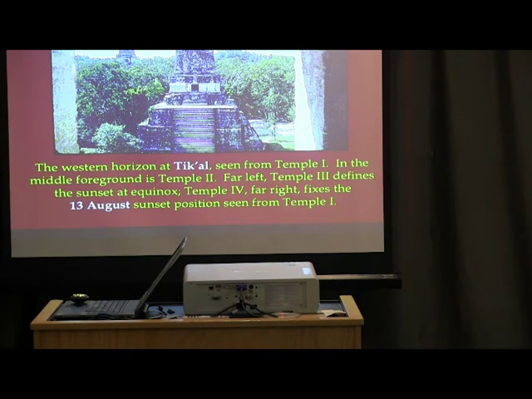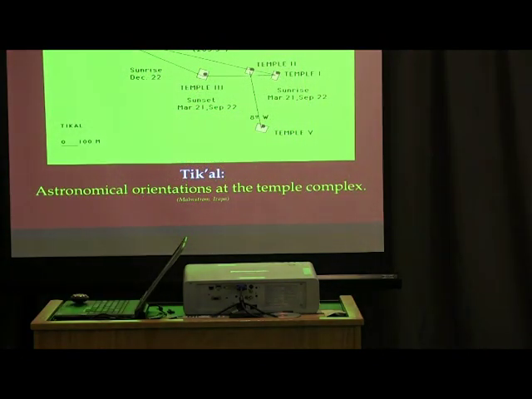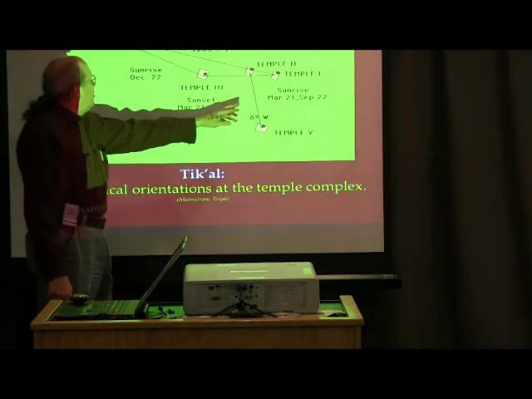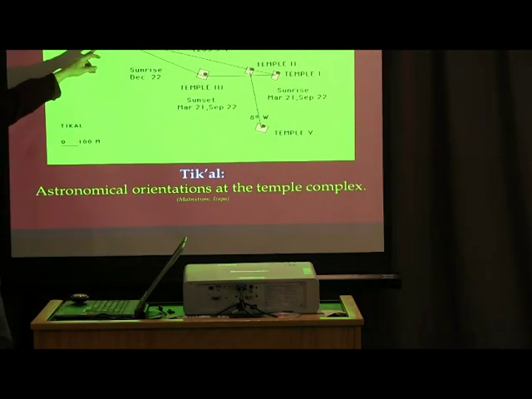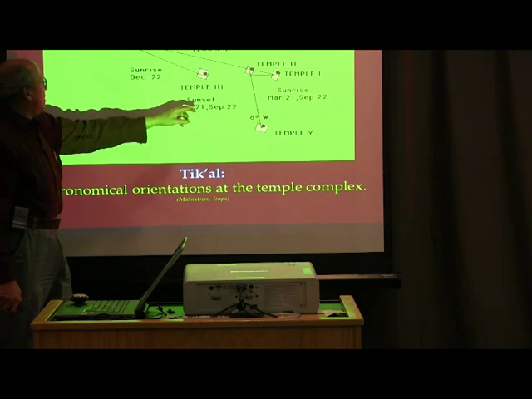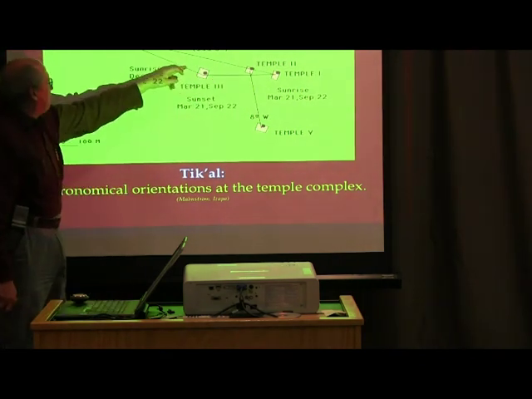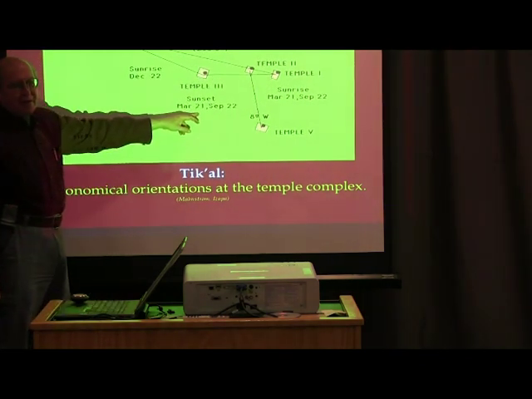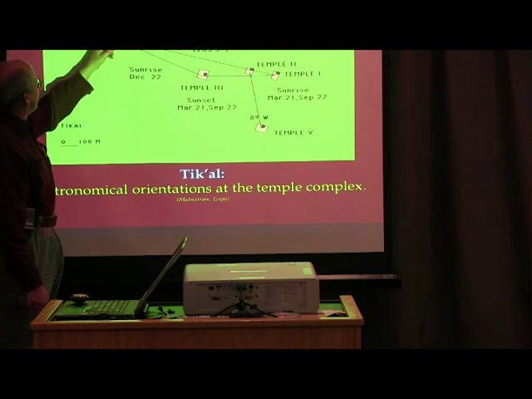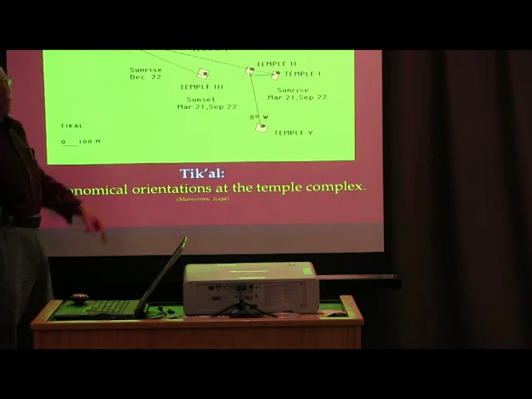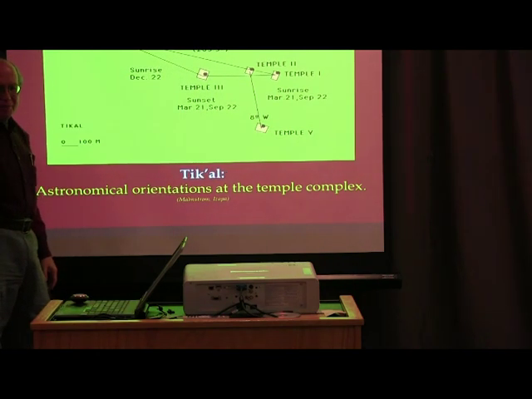Okay, and a map, oh yes, go that way. All right, so Temple 1, in other words, to Temple 4, sunset August 13th. If I'm looking from Temple 1 to Temple 3, that's sunset on the equinoxes. And looking from Temple 4 to 3, sunrise on the winter solstice.